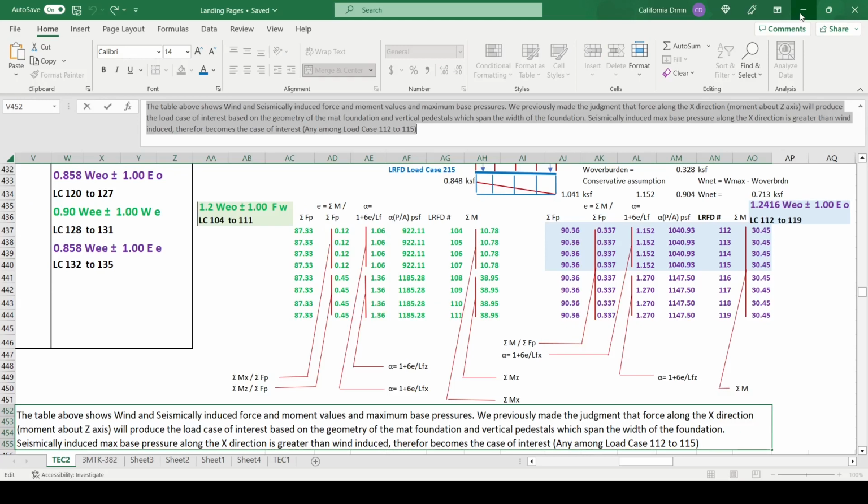The table above shows wind and seismically induced force and moment values and maximum base pressures. We previously made the judgment that force along the X direction, moment about Z-axis, will produce the load case of interest based on the geometry of the mat foundation and vertical pedestals which span the width of the foundation. Seismically induced max base pressure along the X direction is greater than wind-induced, therefore becomes the case of interest, among load case 112 to 115.